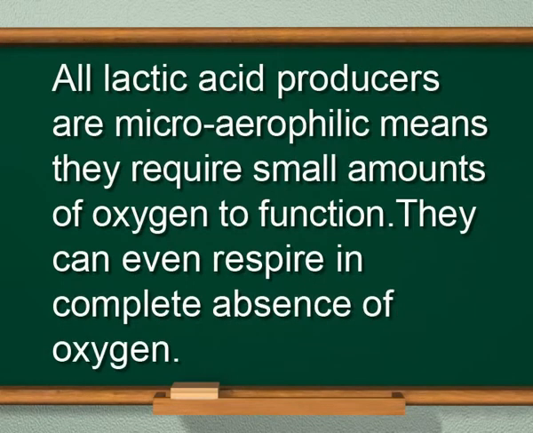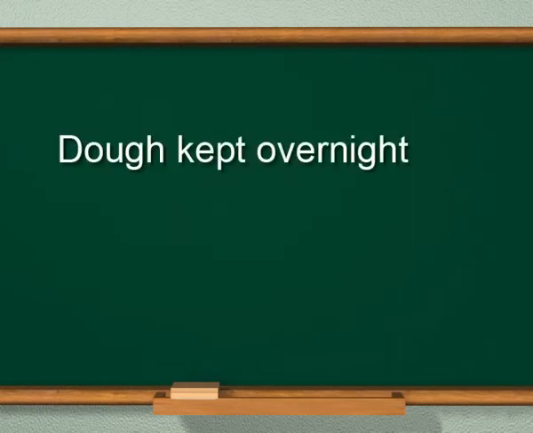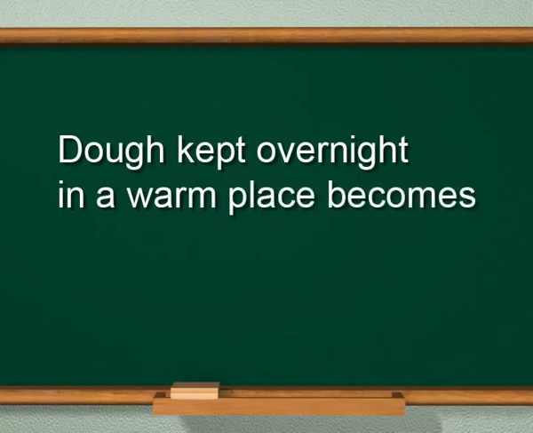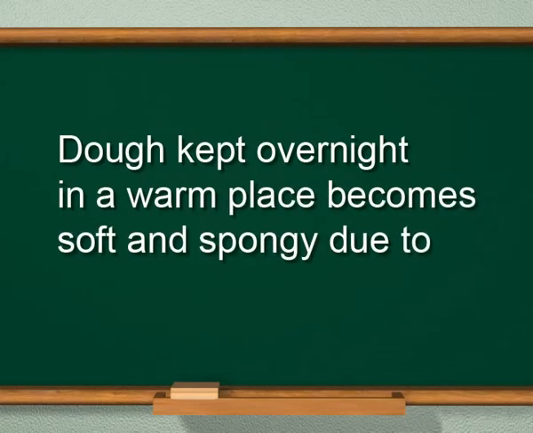Next question, complete the sentence. Dough kept overnight in a warm place becomes soft and spongy due to dash. The answer is, fermentation leads to the formation of carbon dioxide. So we can say dough kept overnight in a warm place becomes soft and spongy due to fermentation.